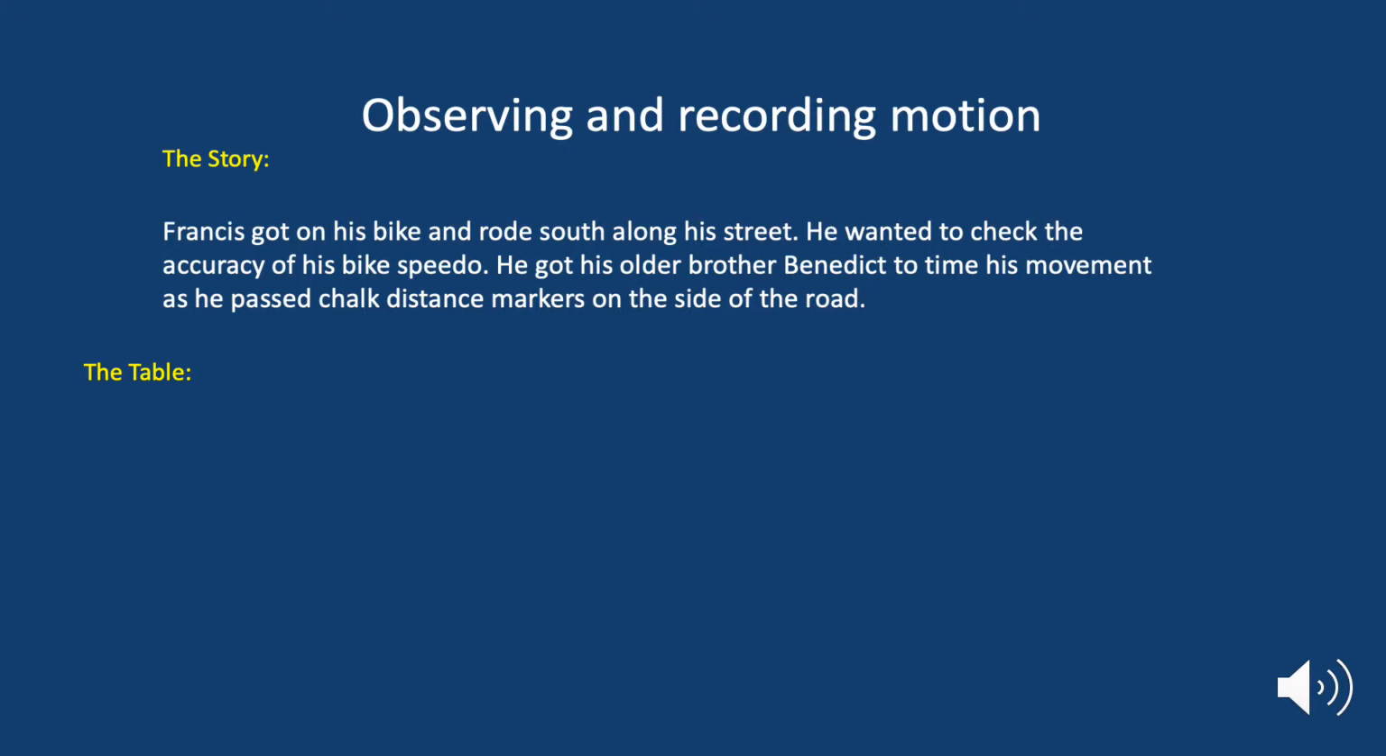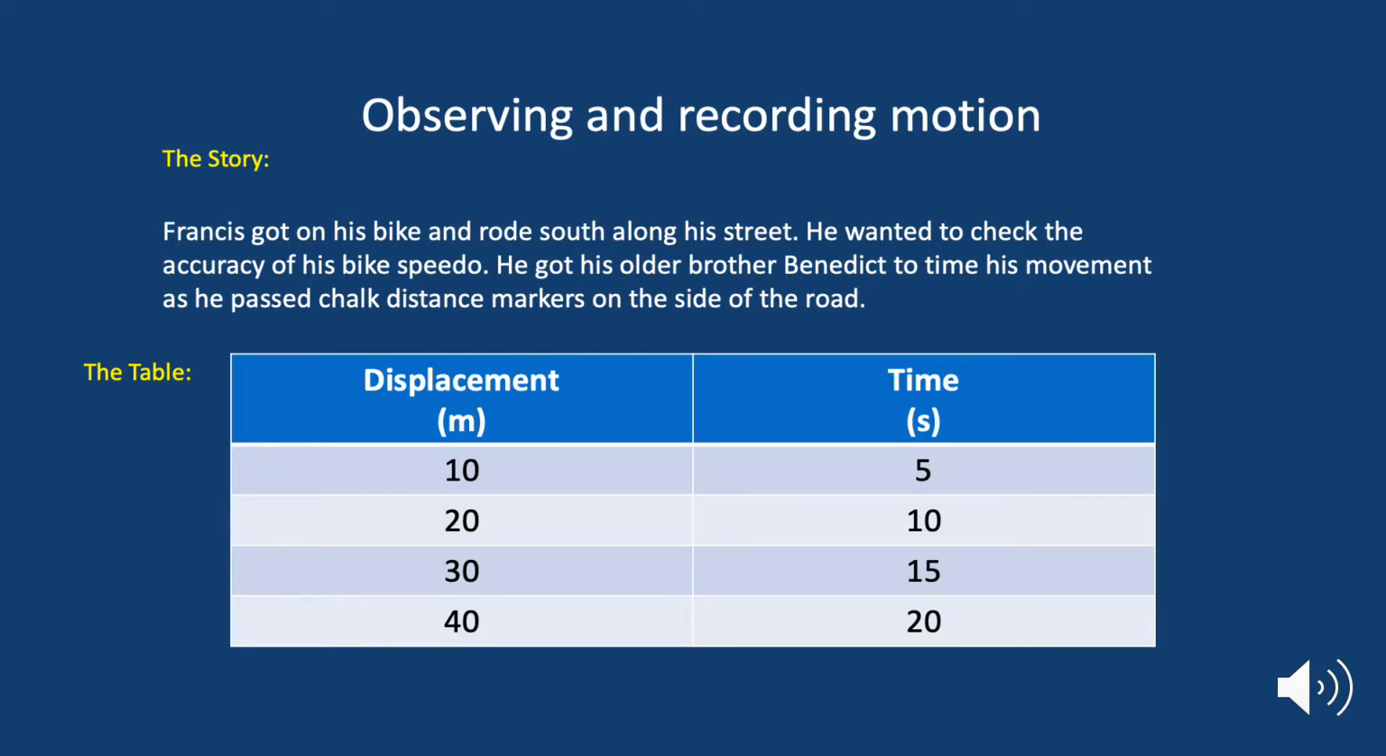He got his older brother Benedict to time his movement as he passed chalk distance markers on the side of the road. So Francis has gotten his chalk out and he's written down the distance on the street as he moves south away from his house. He gets Benedict to time him as he rides along. He records the data in a table, and here's a table.